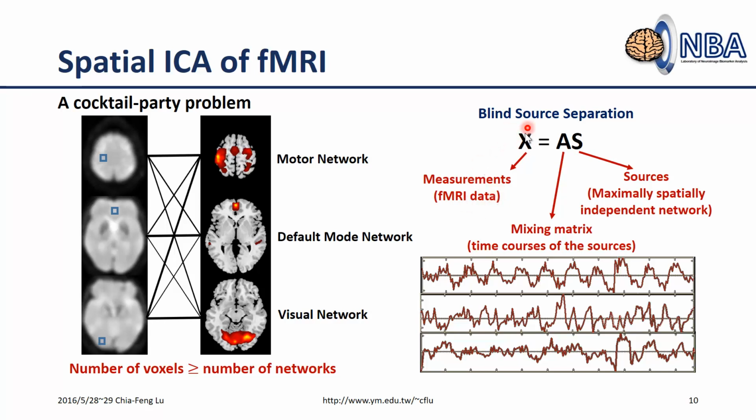So we say X is actually the fMRI data. On your right hand side, again you have A and S. S is a collection of the sources. Right now we say this is the maximally... Of course, you cannot claim this is really data independent. We can only say that we use some algorithm to try to maximize the spatial independence. So now we say this source should be maximally spatially independent networks.